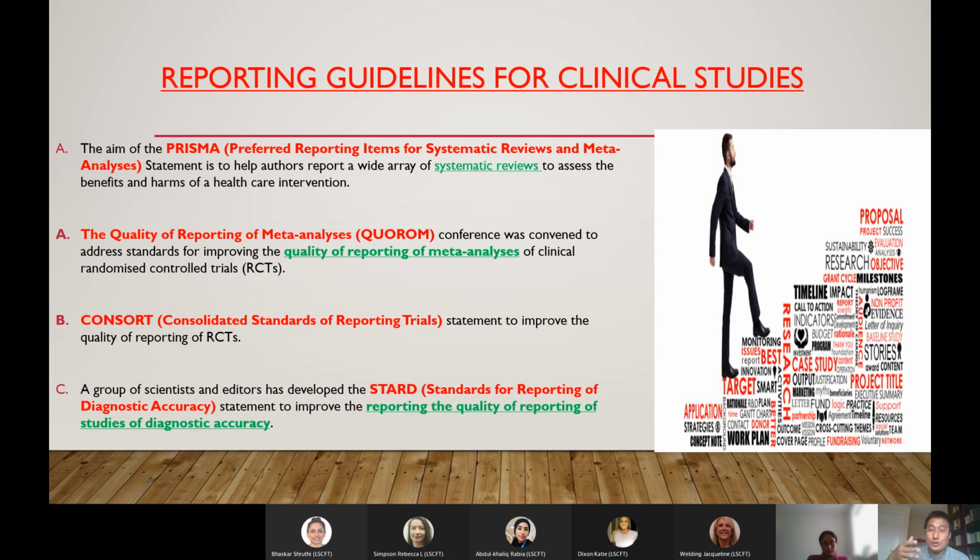They may ask you which is the best method of reporting the guidelines, and the options might be 6 or 7. If it is a meta-analysis, PRISMA. If it is quality of a meta-analysis, Q. If it is CONSORT, R is there, RCT. If it is a standard for diagnostic, D is there.